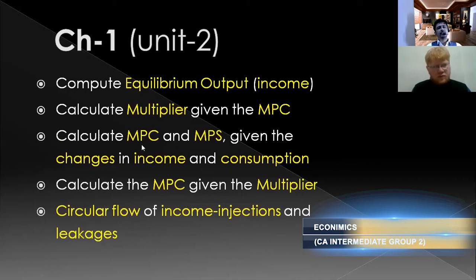Yeah, from the second unit of the same chapter, students should learn how to compute the equilibrium output or income. They must be able to calculate the multiplier with the given marginal propensity to consume. They must be able to calculate the MPC and MPS, that is marginal propensity to consume and marginal propensity to save, given the changes in income and consumption. They must be able to calculate the marginal propensity to consume given the multiplier. And finally, they should know the circular flow of income, injections as well as the leakages.